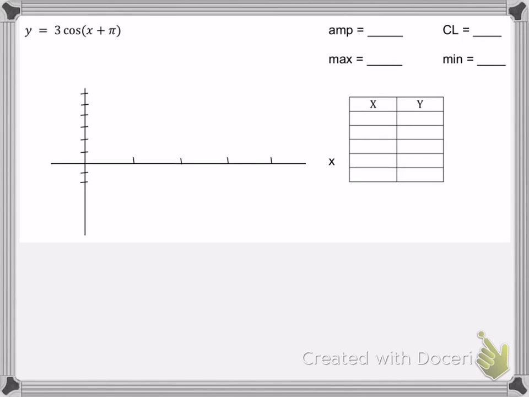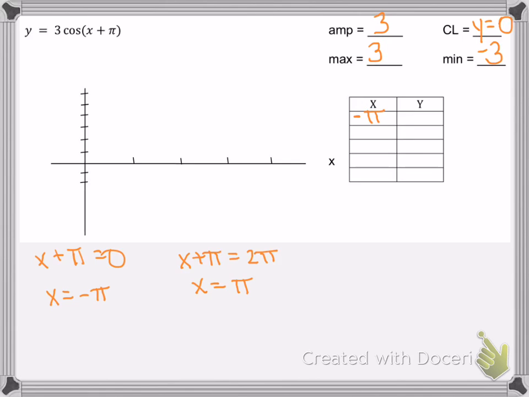And this will be our last example. So my center line is actually y equals 0 because there's no d term. My amplitude is 3. So my max is 3, my min is negative 3. Then I take x plus pi, set it equal to 0. So that means x equals negative pi. That's my start value. Then I take x plus pi and set it equal to 2 pi. So that means x equals pi.